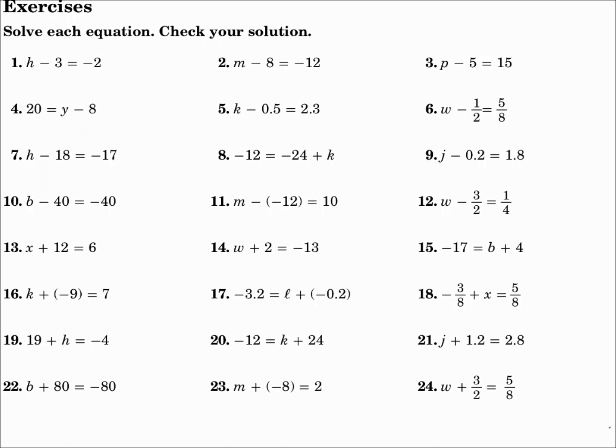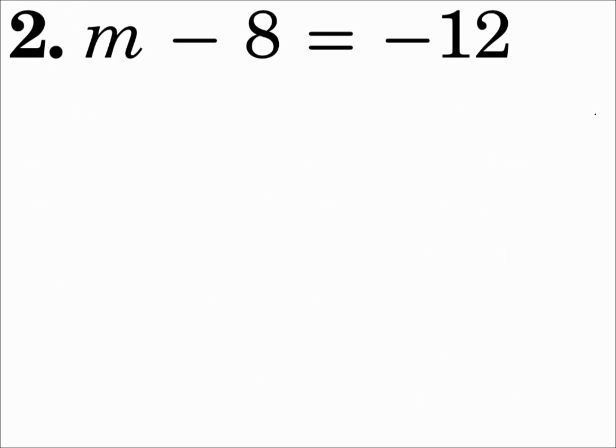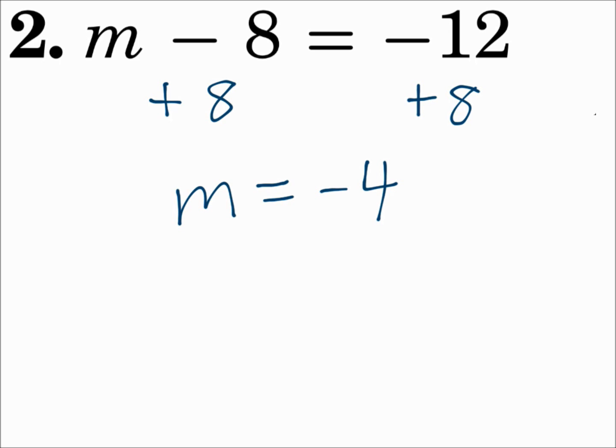Solve each equation. Number 2. m minus 8 equals negative 12. Well, the opposite of subtracting 8 is to add 8 to each side. That cancels the 8 on the left, leaving m. And negative 12 plus 8 is negative 4.